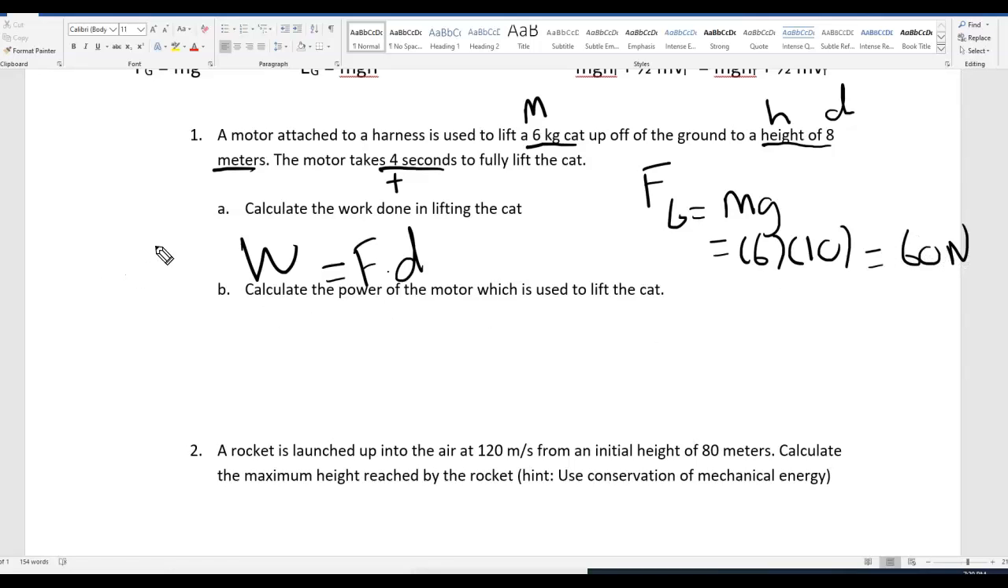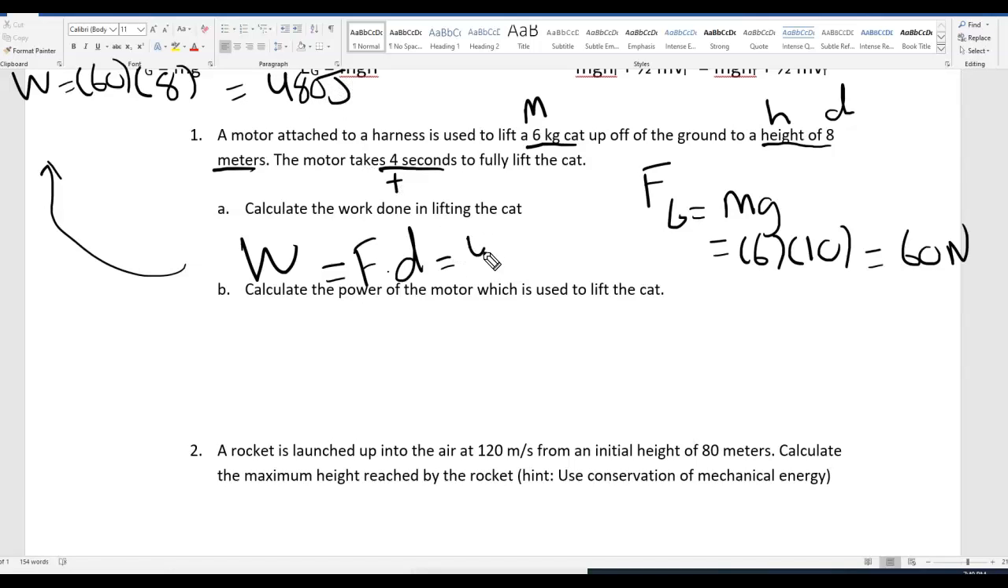And so when we get to plug in to the equation, which we'll do right here, we would plug in the force, which is 60 newtons, that's the weight of the cat, times the distance of 8 meters. And so you should get 480 joules. Remember work, so 480 joules. So work is not energy, but it's the transfer of energy, and so it has units of joules.